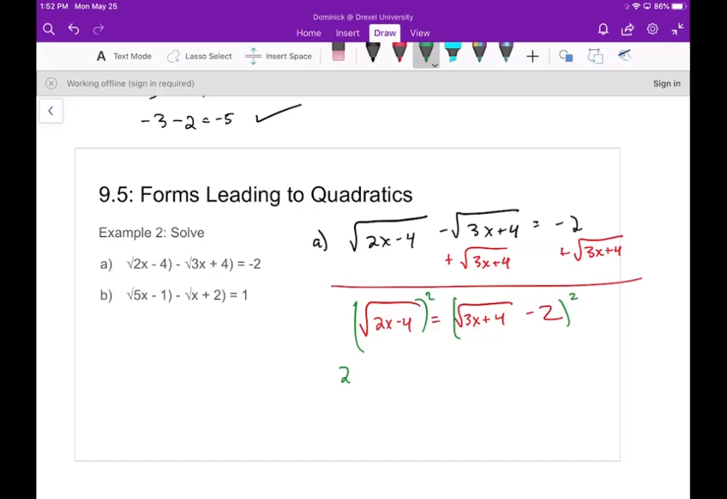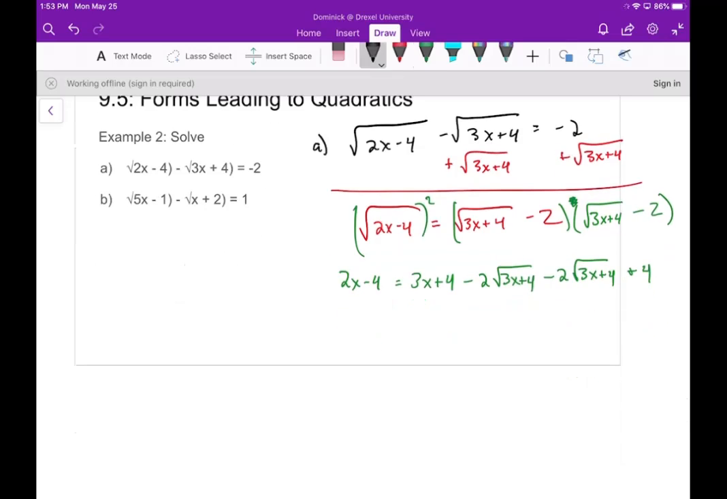Well, on the left side, I just get 2x minus 4, which is fine. But now on the right side, I need to FOIL this. So I'm going to think of this as multiplying by itself twice, just to spell this out. Now, if we FOIL, the two square root terms are the first terms, and that's just going to give me 3x plus 4. Now, if I multiply -2 by this square root, I'm going to get -2 square root of 3x plus 4. And then I'm going to get it again, -2 square root of 3x plus 4. And then -2 times -2 is plus 4.